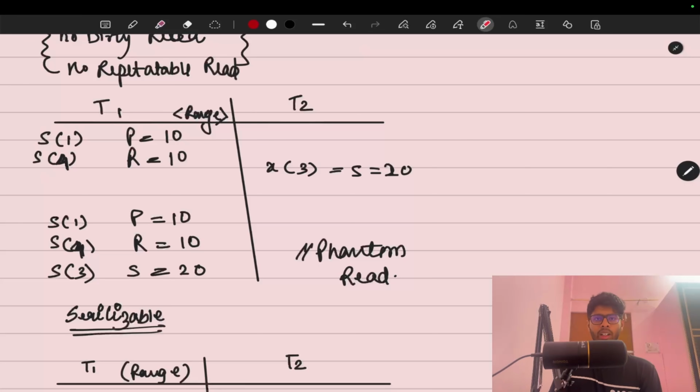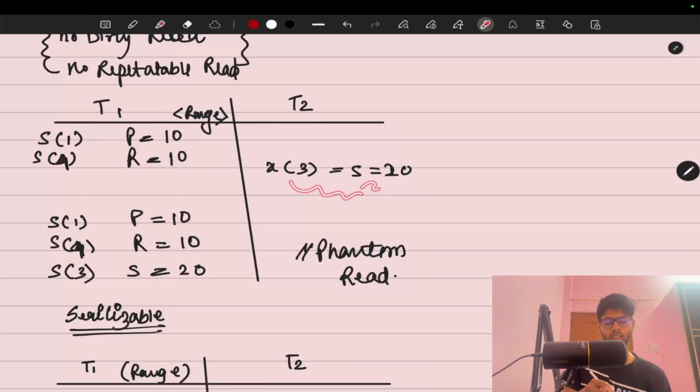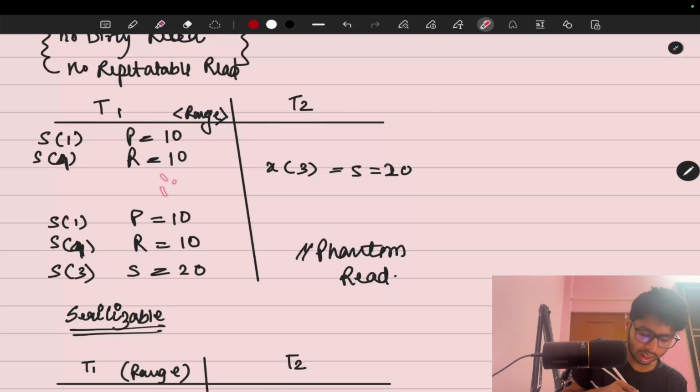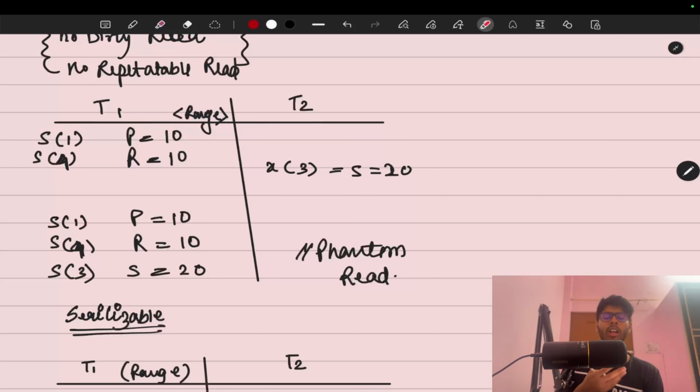But what can happen right now? T2 can make an entry into the database with row number 3. This is possible because we do not have any lock on row number 3. We only have locks on rows 1 and 4 right now. But T2 has changed the table. Now T2 has made a write call on row number 3, so we have a value S equals to 20 on row number 3. And if T1 runs this range query again, ID greater than 0 and ID less than 6, this time we are going to get 3 rows. And if we get 3 rows, we reach the problem of phantom read.